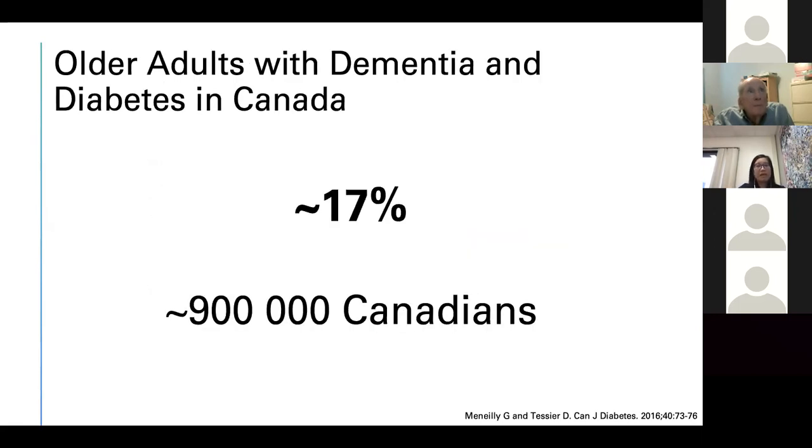In Canada, among older adults with dementia and diabetes, the prevalence is about 17%. So about 900,000 Canadians have dementia and diabetes. This likely represents an underrepresentation, just because lots of patients with diabetes are often asymptomatic and are not as readily diagnosed. And also, there are many patients who have cognitive dysfunction who are not brought to the attention of their family physicians or internists until more problems arise with their function.